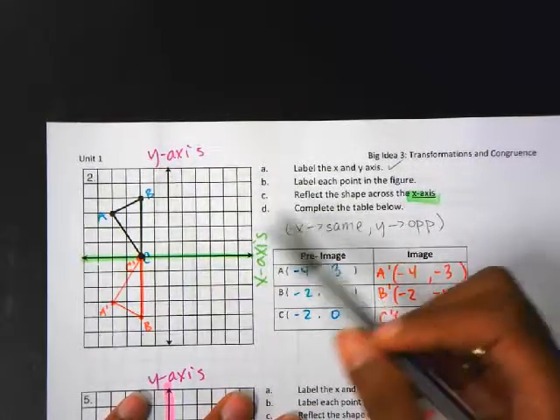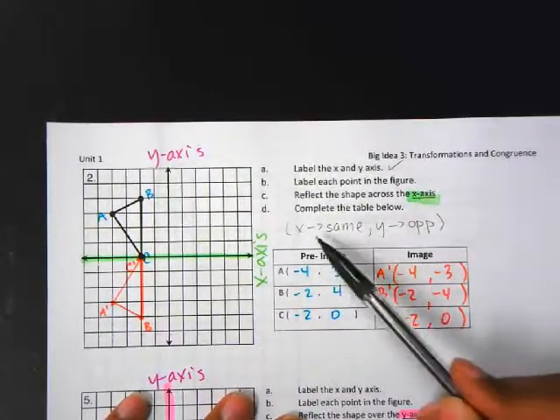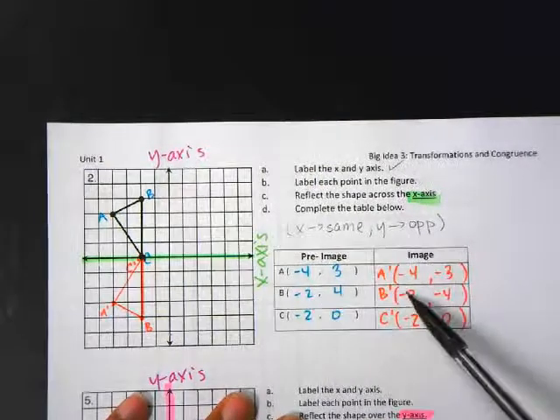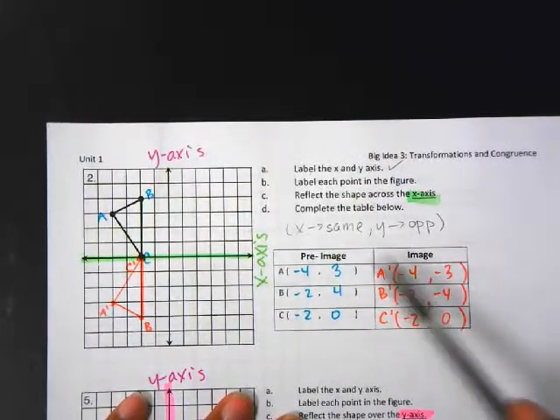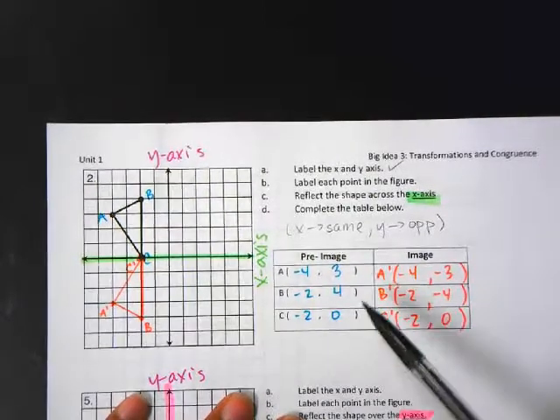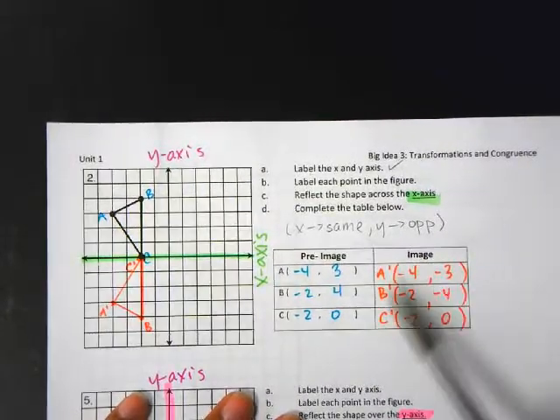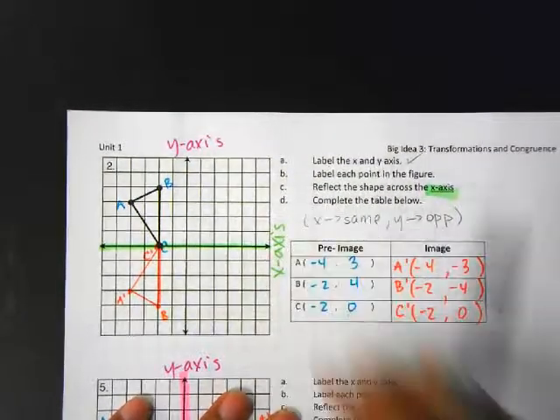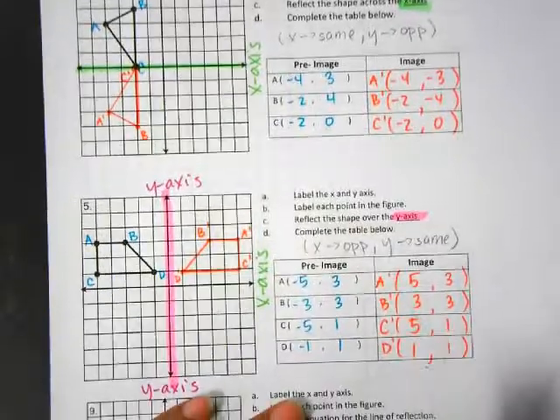Now, using the original points, since I'm going over the x-axis, the x's are going to stay the same. So -4 stays -4, -2 stays -2, and -2 stays -2. The y's become their opposite, so 3 became -3, 4 became -4, and since 0 is a unique number, there is no opposite to it, so it just stayed 0. Once I figure out the new coordinates, I graph my picture, and this is how your picture should look for this problem.